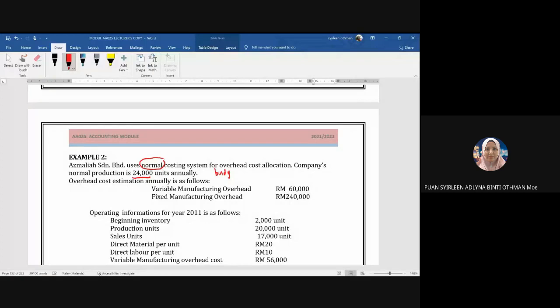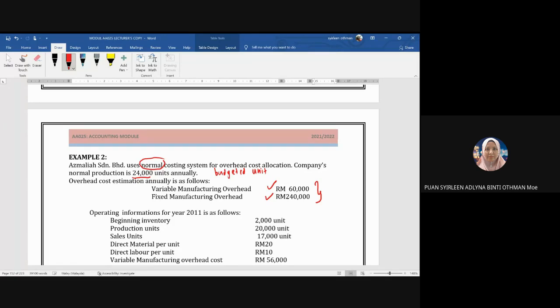Bukan pengeluaran sebenar, budgeted unit. Okay, lepas tu dia bagi kamu overhead cost estimation. Ini pun budgeted figures. Ini budgeted VMOH, yang ni budgeted fixed MOH. Okay, di mana kita akan guna fixed and variable ni, estimation, dan apa beza dia dengan di bawah nanti. Okay, so now we are supposed to calculate the product cost per unit kan.